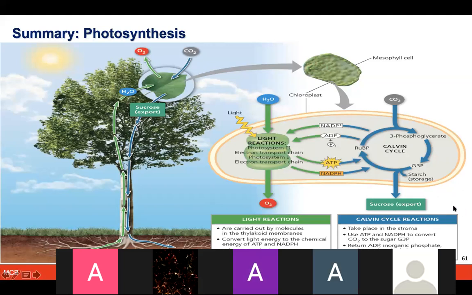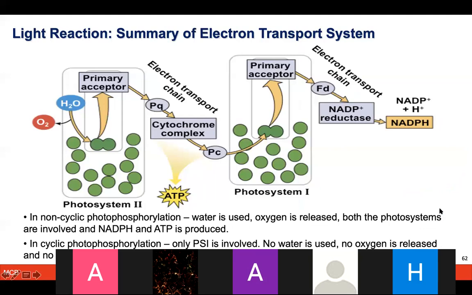I hope it is now clear that the key differences between these two are CO2 being used and sugar being formed. In the light reaction context, we talked about electron transport systems, and non-cyclic and cyclic chains. In non-cyclic phosphorylation, water is used and oxygen is released. Both photosystem 2 and photosystem 1 are involved. The non-cyclic reaction is linear, and NADPH is also produced. In the process, with the cytochrome b complex, ATP is produced.